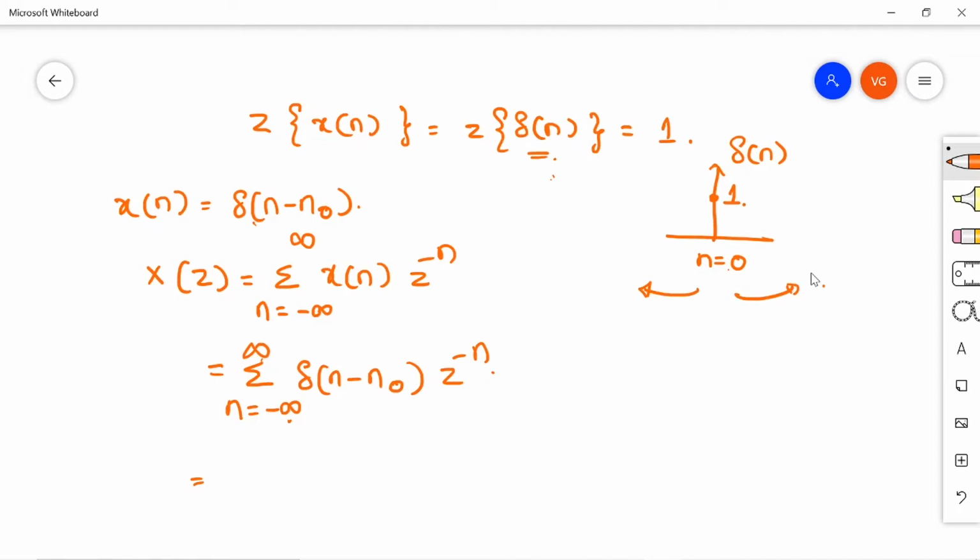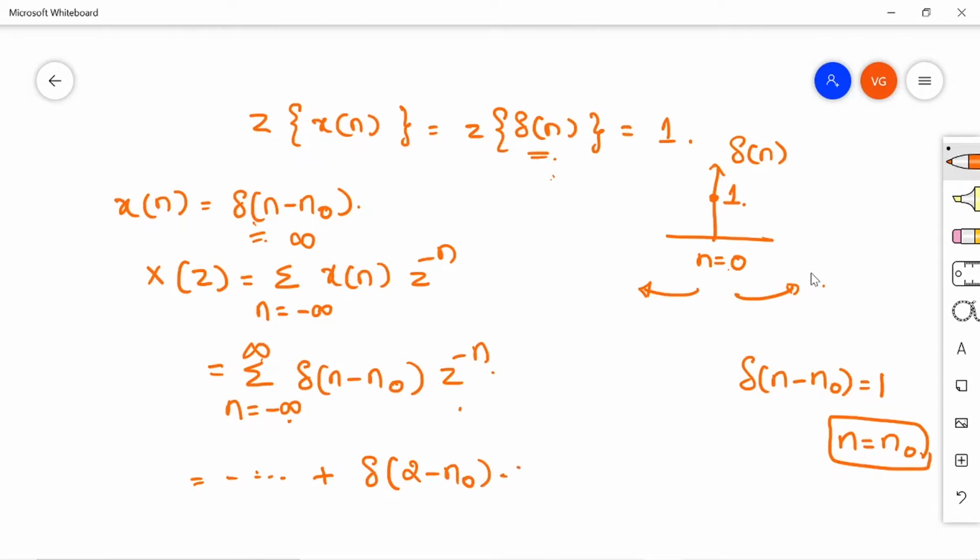If you expand, see, what is delta(n minus n0)? Delta(n minus n0) is nothing but 1 when n is equal to n0. So the signal will exist only at n equal to n0. Now expand this for more understanding. Suppose I write delta(2 minus n0) z^(-2) plus z delta(1 minus n0) z^(-1) plus delta(0 minus n0), like this it will go.